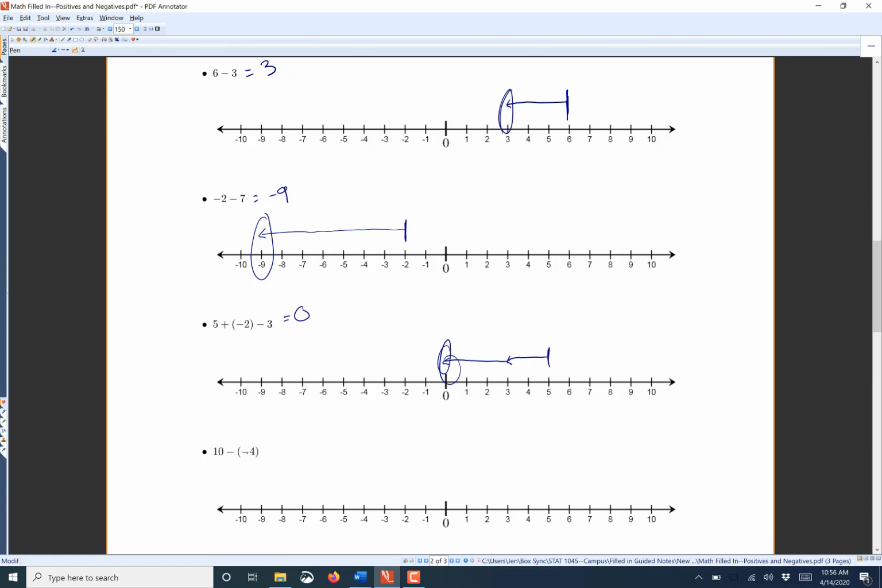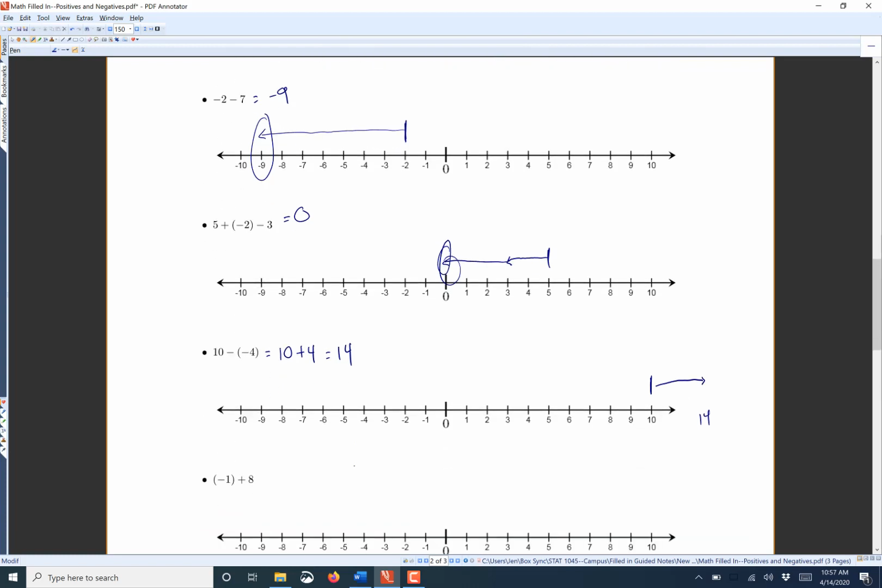10 minus a -4. Let's see, we start at 10, but minus a negative is the same thing as adding a positive. So that's going to be the same thing as 10 plus 4. So we're actually going to go up here to 14. Remember, minus a negative is the same as adding a positive.